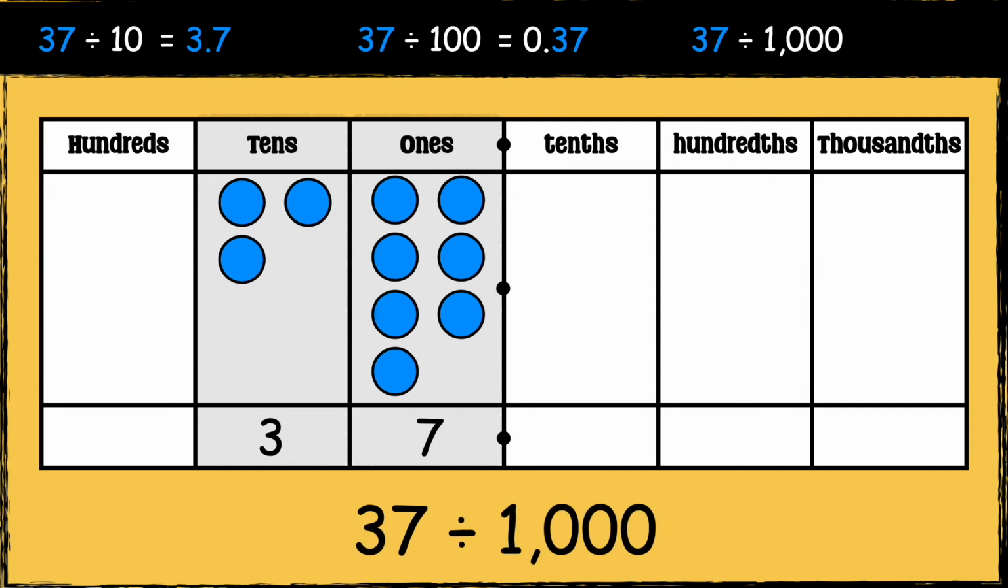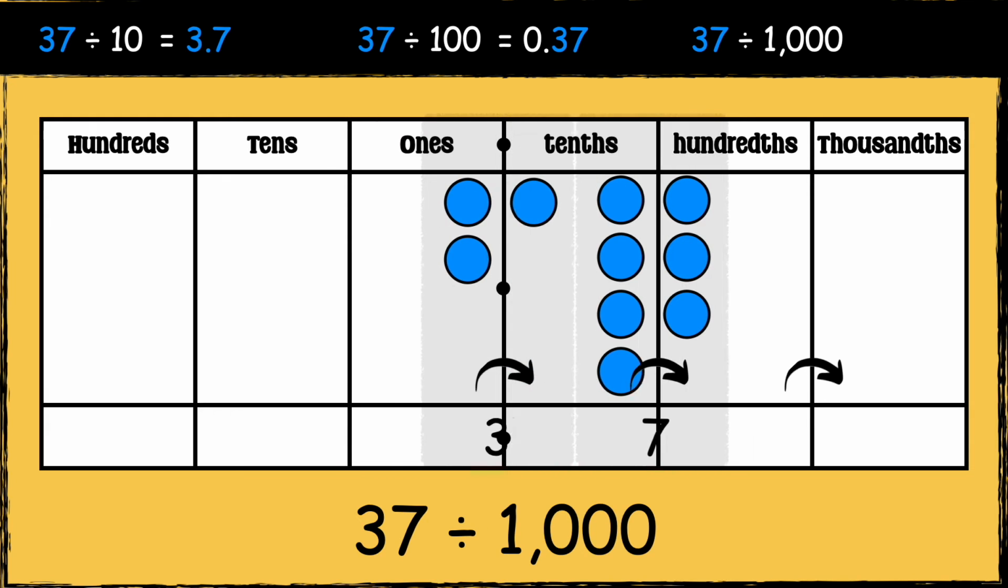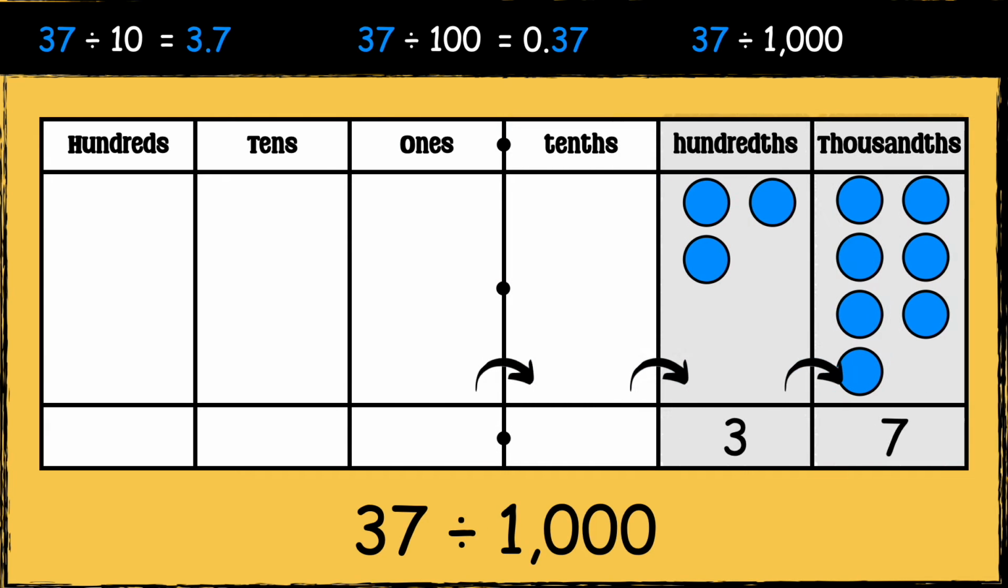Now let's divide 37 by 1000. When we divide numbers by 1000, we move the digits 3 places to the right. So 37 becomes 3 hundredths and 7 thousandths. We need to use zeros as placeholders to show that there are no ones and there are no tenths. So the answer is 0.037.